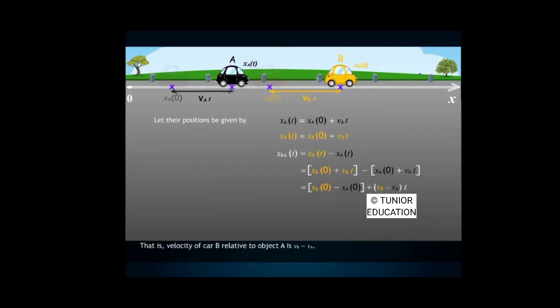That is, velocity of car B relative to car A is VB minus VA. That is, VBA equals VB minus VA. Similarly, velocity of car A relative to car B is VAB equals VA minus VB. The above two equations are applicable even if VA and VB are instantaneous velocities. Let's see some special cases of relative velocity.